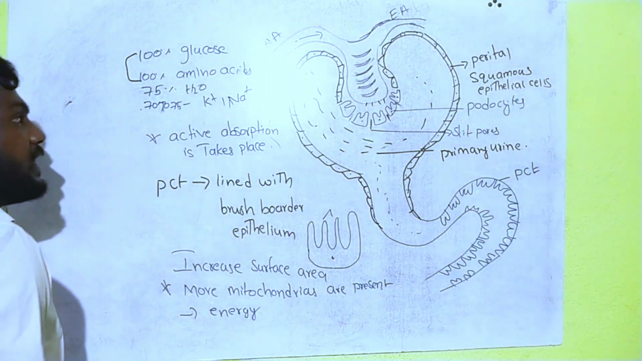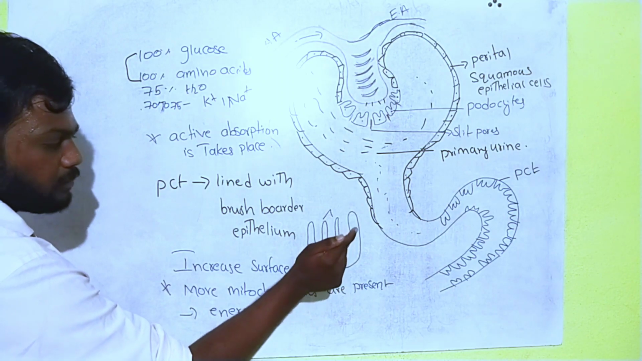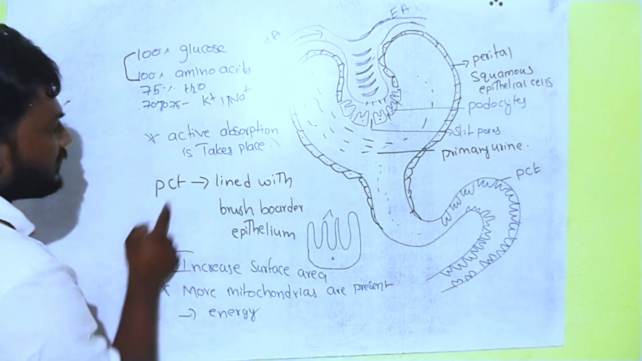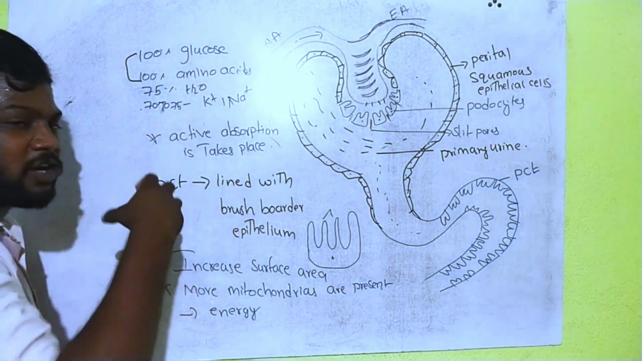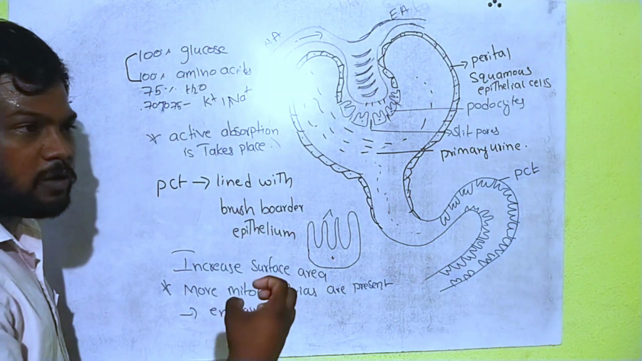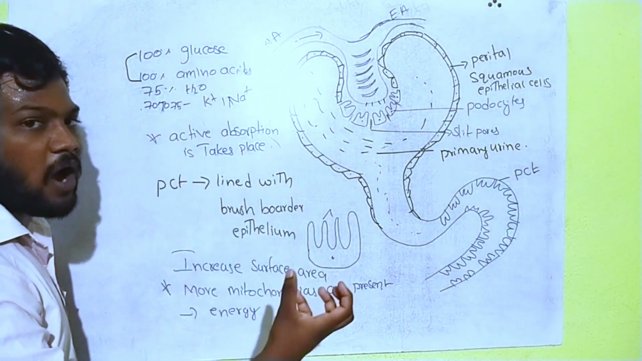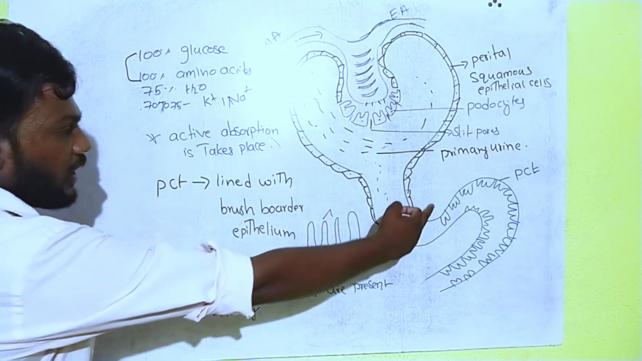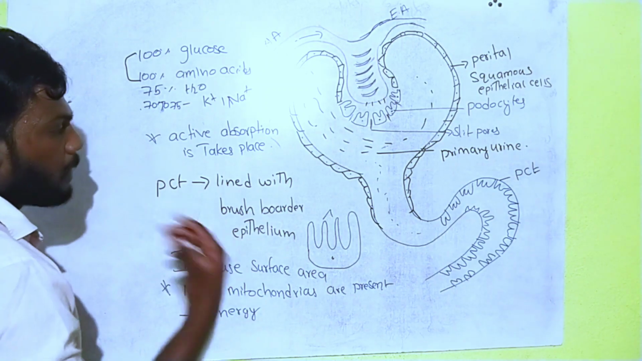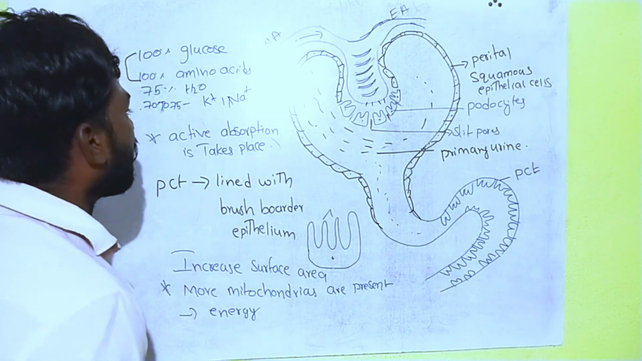Let me repeat again, very easy. This is a brush border epithelium cell, and it has a much greater number of mitochondria. Why? Because in the PCT region, active absorption takes place. What is active absorption? Glucose and amino acids are absorbed actively, and actively means with required energy. Absorption of glucose and amino acids with the help of energy means energy will be required. This energy is given by the mitochondria. That's why in the PCT region, the brush border epithelium cell has a large number of mitochondria.